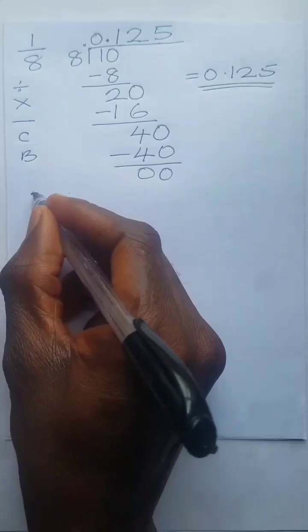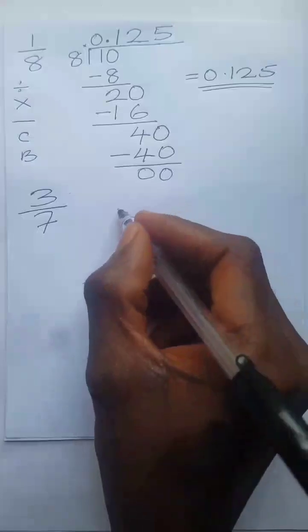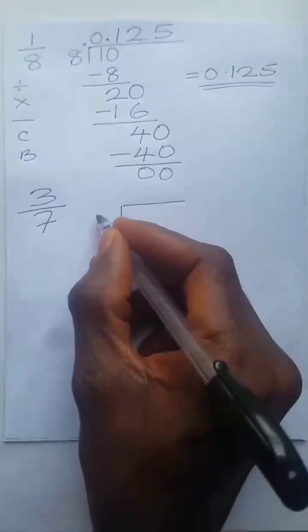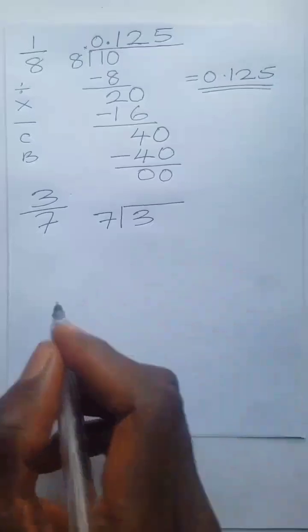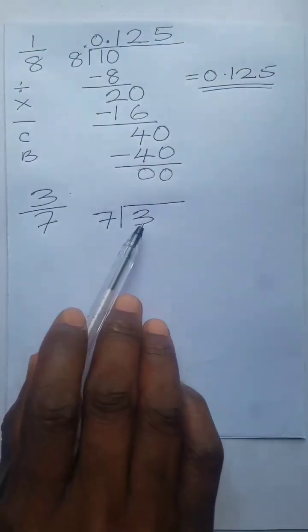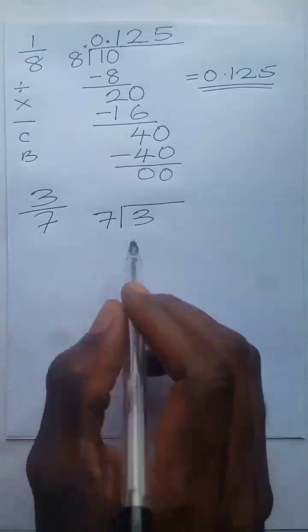Let's look at 3/7. What do you do? Who goes inside the house? Who stays outside? Of course, this is a person putting his luggage inside the house. So it starts. 3 divided by 7. What is the answer to 3 divided by 7?